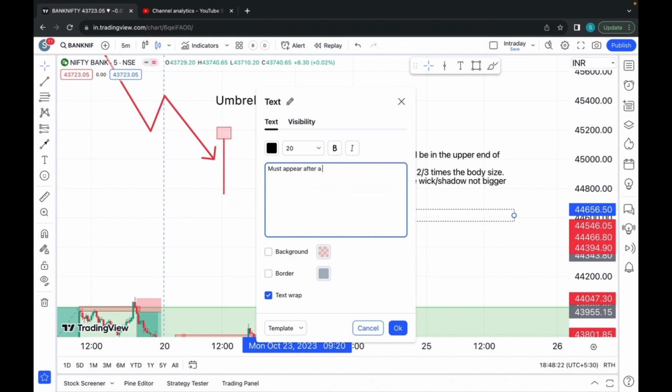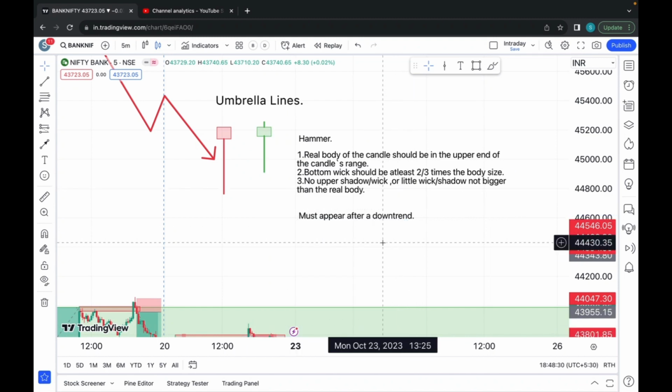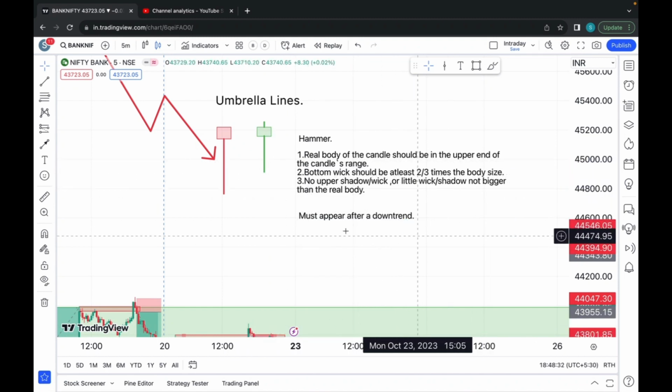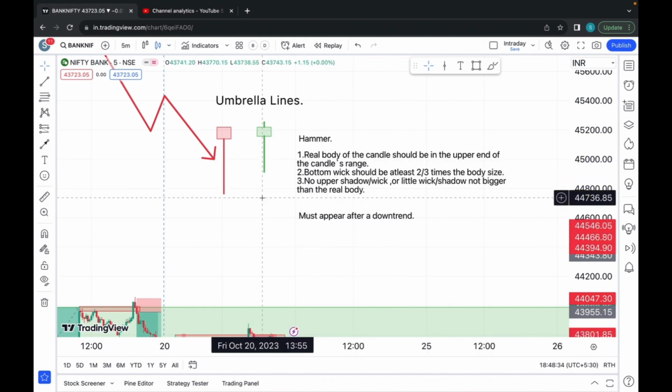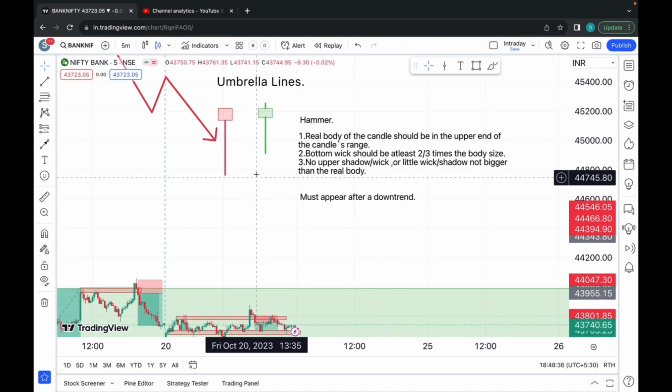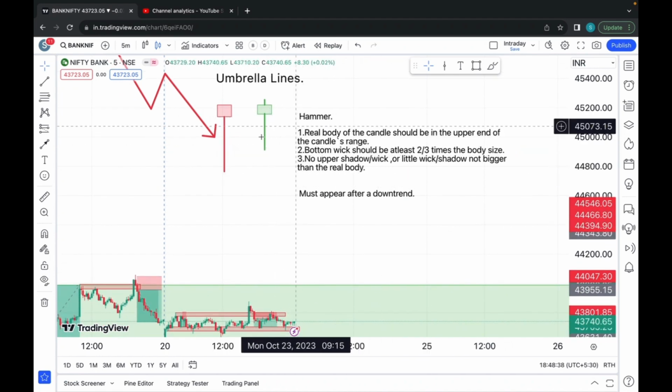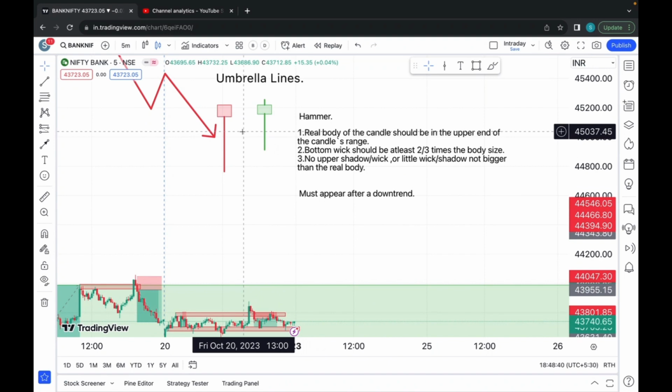after a downtrend. Only in that case is it called a hammer. You cannot identify a candle in a sideways market and call it a hammer. So if all these criteria are met, you're sure now that this is a hammer.